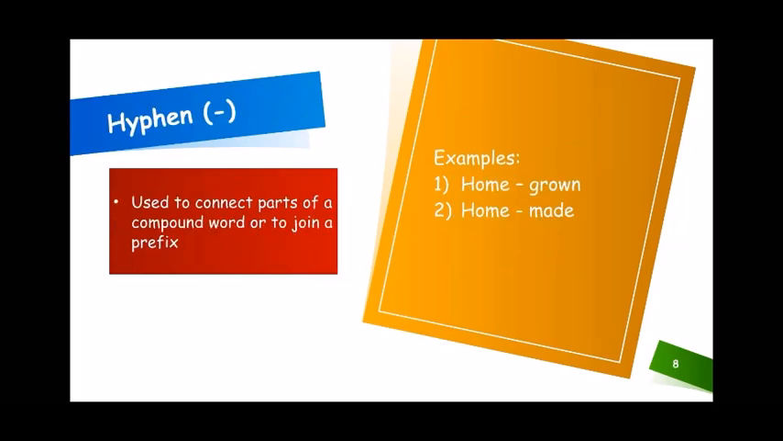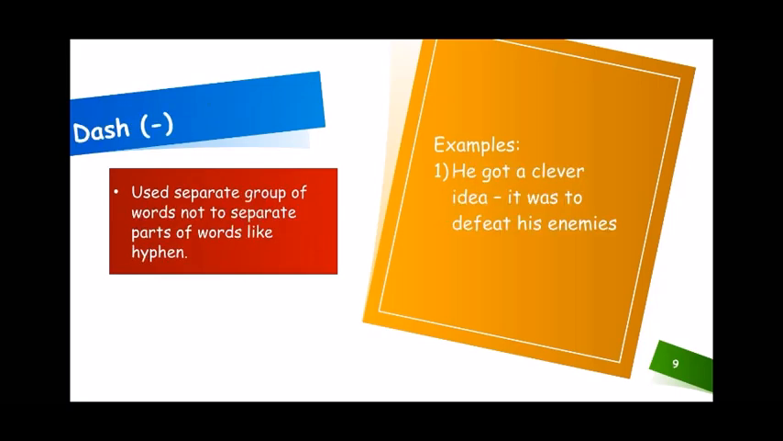Hyphen. Hyphen is used to connect parts of a compound word or to join a prefix. Examples, home-grown or home-made. So here we have used a hyphen between home and grown and home and made to connect these two words which go together.